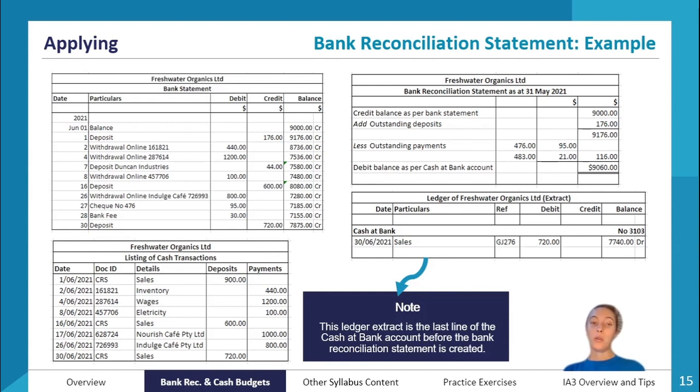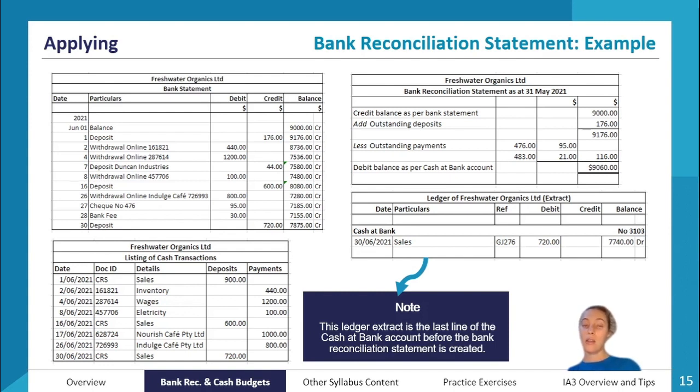So here is the sort of information that you're going to receive. First of all, you've got your bank statement, and then you've got your listing of cash transactions. And we also have our bank reconciliation statement from the previous month. We can see that it's the 31st of May, and we're accounting for the 30th of June, so that's the previous month. And we've also got the ledger, the last line from the ledger, so it's just an extract there.